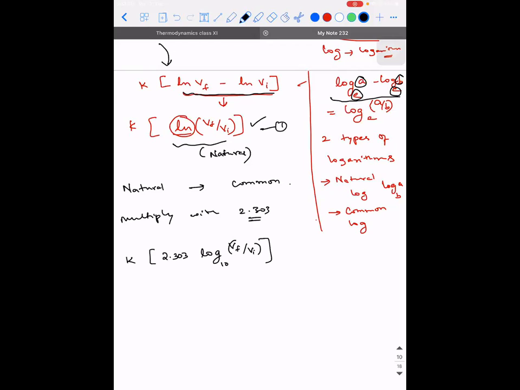So step number 1 and step number 2 mean the same. I'm repeating it again. You need not worry about how to solve the problems. The only thing you need to understand is how to do these conversions. So ln Vf by Vi is natural logarithm. Multiply that with 2.303, that will become log of Vf by Vi base 10.